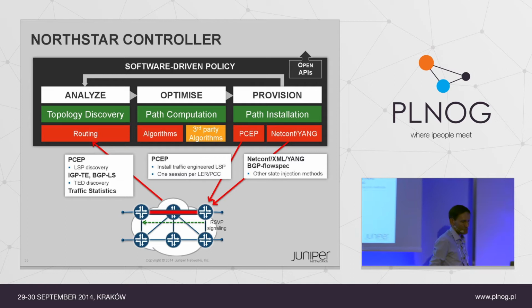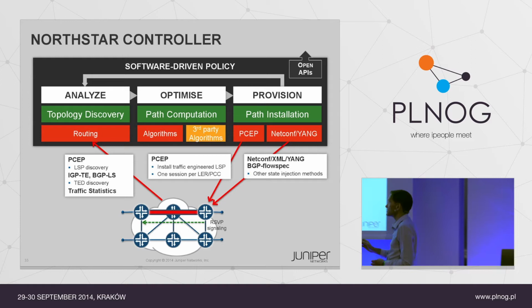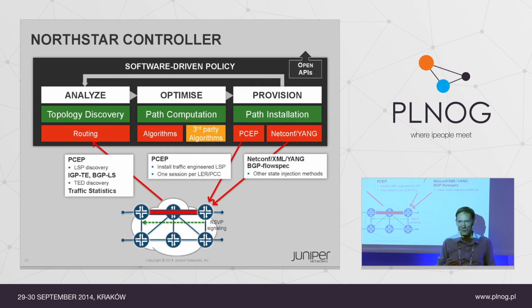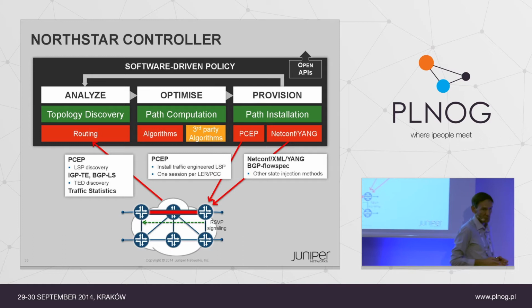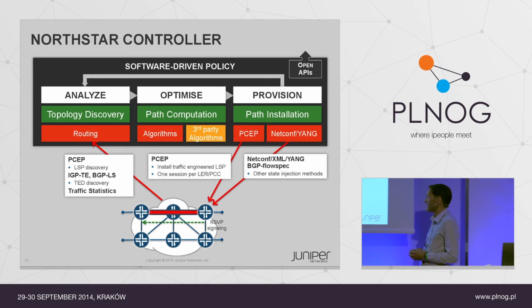Then you've got this centralized pillar, which is the path computation. So we have very powerful path computation algorithms capable of doing global concurrent optimization on tens of thousands of LSPs to place them in the network in the optimum way, taking into account bin packing, how much bandwidth is available on each link, trying to minimize the overall amount of resources taken by this potentially very large set of LSPs in a simultaneous manner.